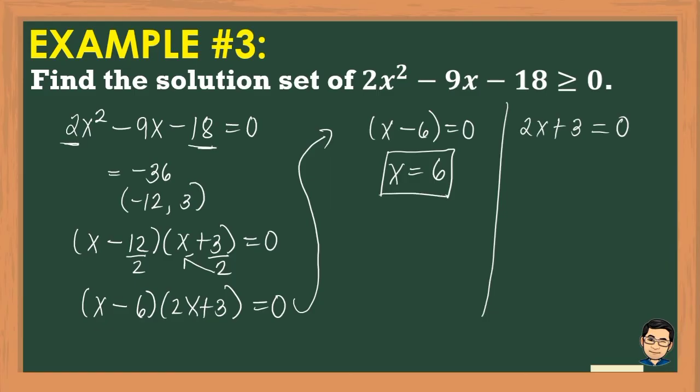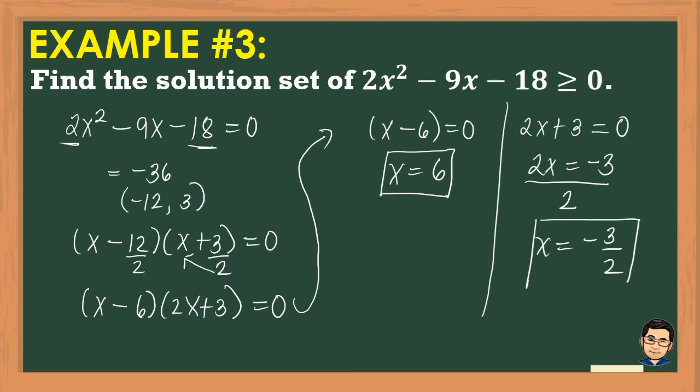And then, we subtract 3 from both sides. Magiging 2x equals negative 3. And then, we divide the whole equation by 2. So, x equals negative 3 over 2. So, yung isang nating root po is fractions. So, ang next na gagawin po natin ngayon is isa-substitute po natin yung mga nakuha nating roots sa number line, para mas makita natin yung interval.